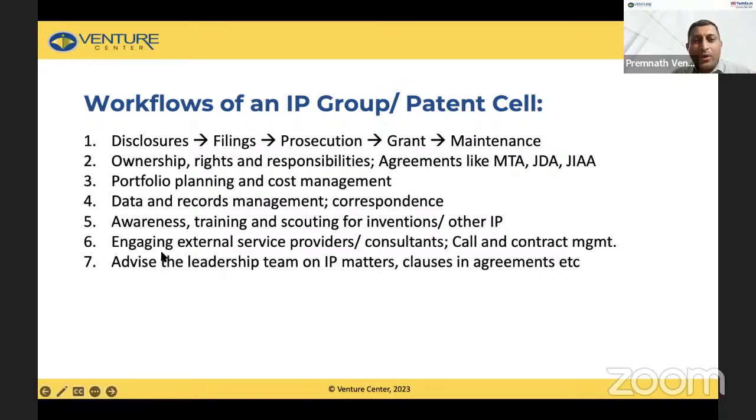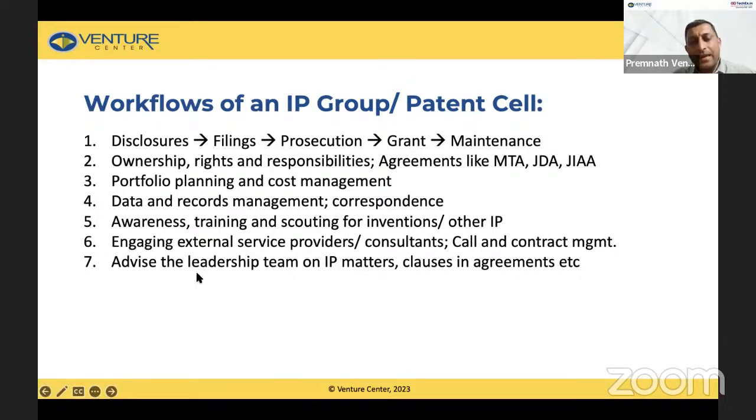Okay. Beyond that, engaging external service providers and consultants, and therefore managing a call to engage them and to do contract management for those external service providers. So this is another office responsibility, where periodically you will engage consultants or impanel a bunch of attorney firms to support you, or other service providers, and manage their contracts as well, right?